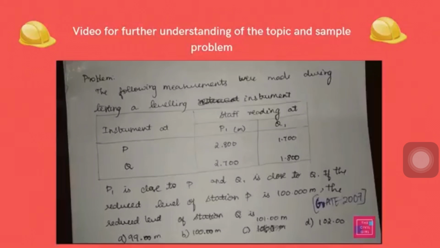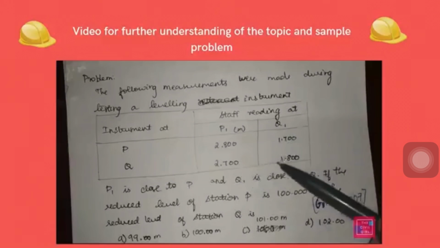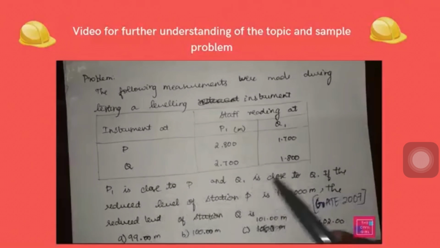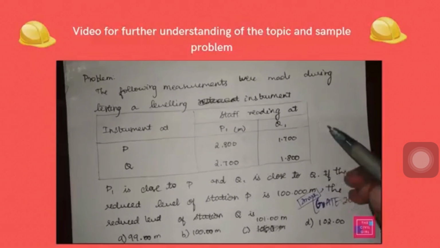The problem goes like this. The following measurements were made during testing of a leveling instrument. Instrument at P and Q, staff reading at P dash Q dash. The values are given. P1 is close to P, Q1 is close to Q. If the reduced level of station P is 100 meters, the reduced level of station Q is how much? They are giving you options. This is a 2-mark question. As you can see, it is simply formula substitution.